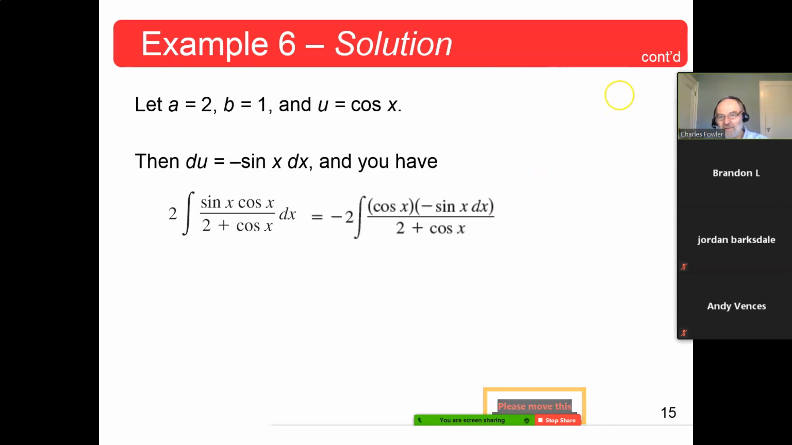So if you let u equal cosine x, just like we did, du is equal to minus sine x dx. So then we have 2 times, this will be a minus 2 times cosine x, this times du. The minus out here, and this is here.